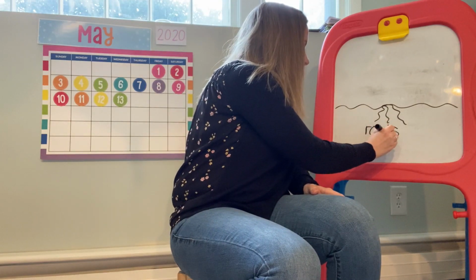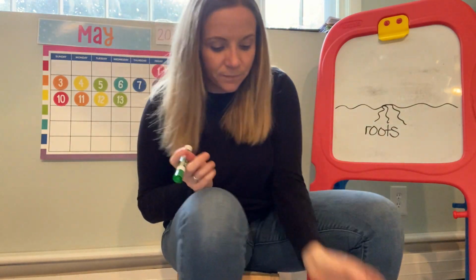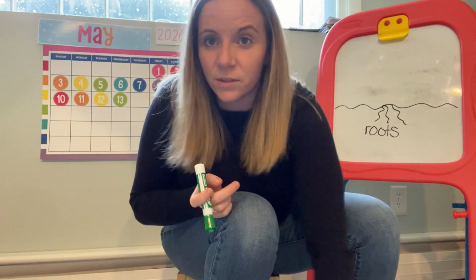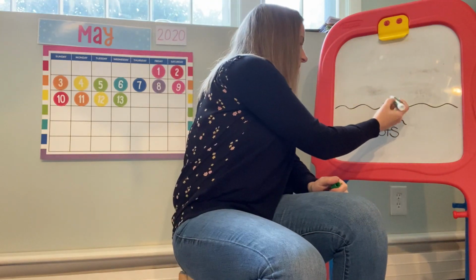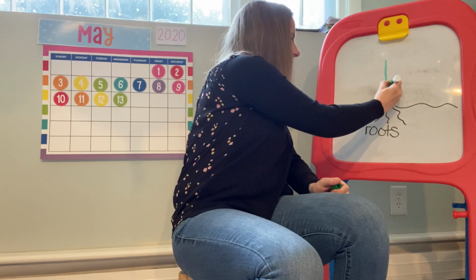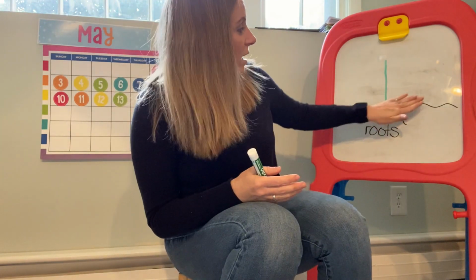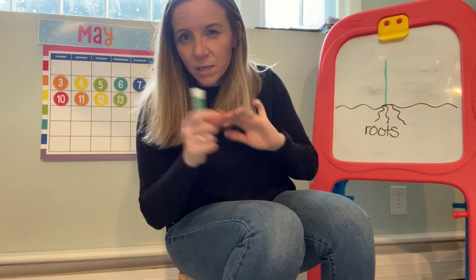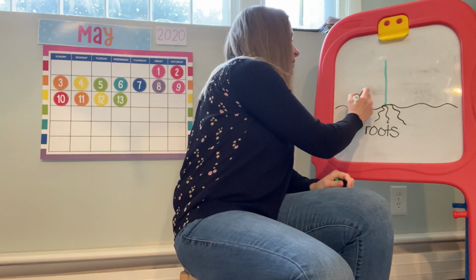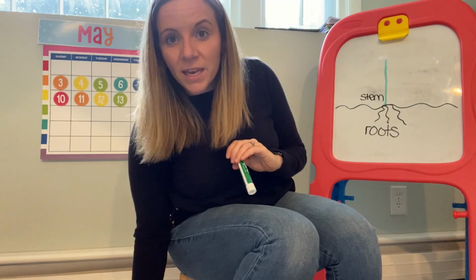Roots. Okay. I'm going to switch my marker up because I do have a green for the next part. It's called the stem. It's long. Here we go. The stem comes out from the roots. And it comes right up like this. There's the stem. Usually we can see the stem because it grows on the other side. It's not in the dirt usually. Maybe a little bit in the dirt, but we can see the stem. So I'm going to write stem right there. Stem.